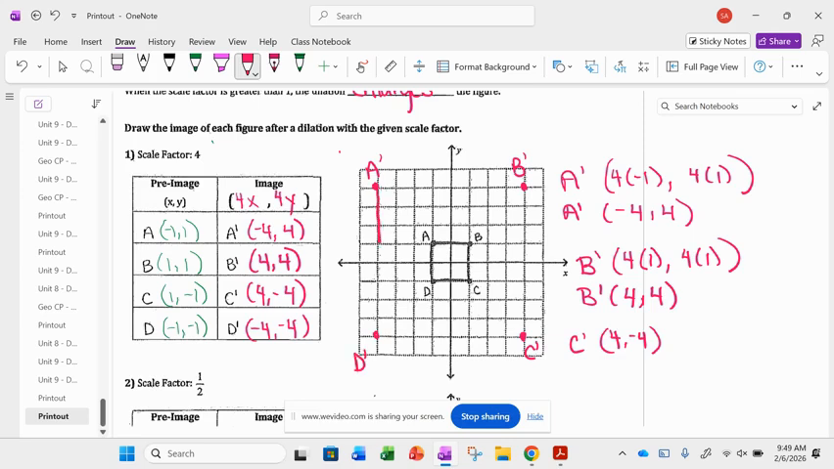And then at the end, you have to connect the dots to create your new image. Now we've created a new square that's 4 times the size of the original square.